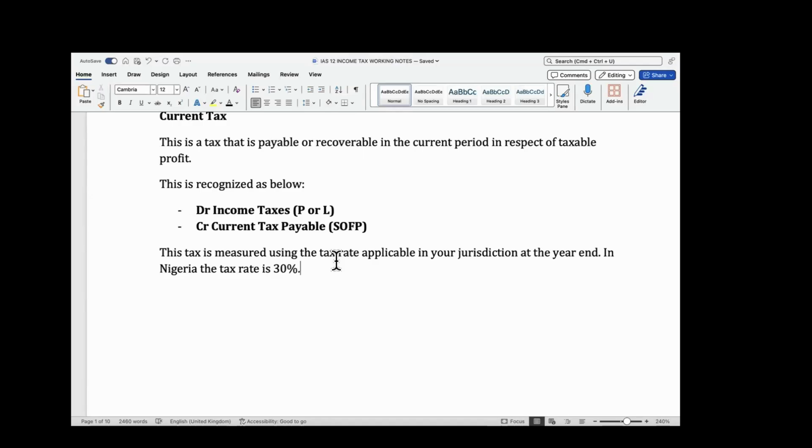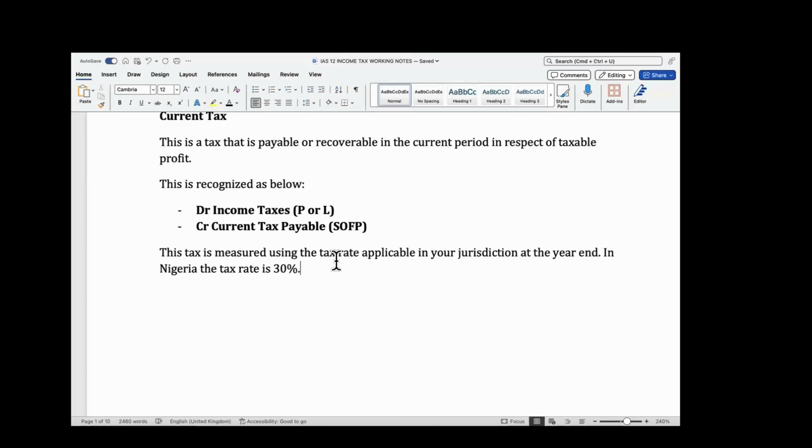Okay, so it won't affect you here. Again, it depends. There is nil depending on your turnover. A company earning less than 25 million turnover is not exempted from company income tax. If your revenue is between 25 and 100 million, you do 20%. If it's over 100 million, you do 30%. But that is not relevant here.